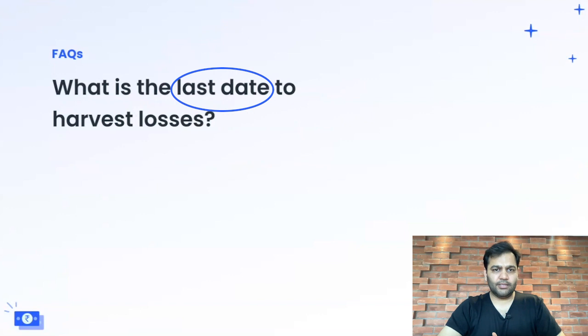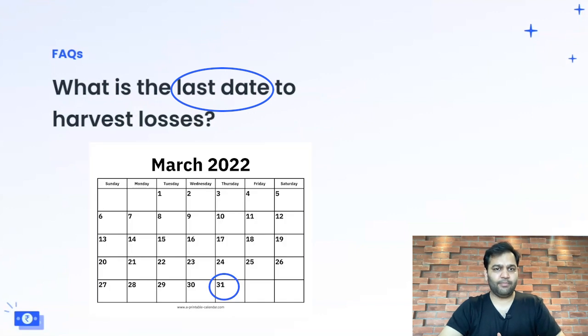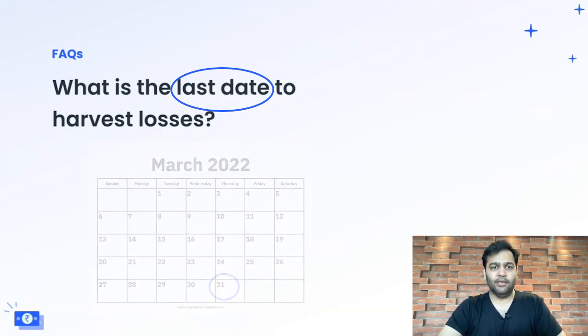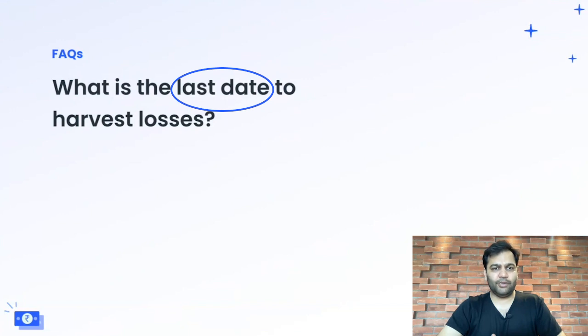Usually the last trading day of the financial year is the last opportunity to harvest your losses. Fortunately this year 31st March happens to be the last day of the financial year, and it's also a trading day, so up to 31st March you can execute your tax loss harvesting. There's also a common misconception that you have to reacquire the positions within the same financial year, which is not true. You can reacquire positions in the next financial year as well.